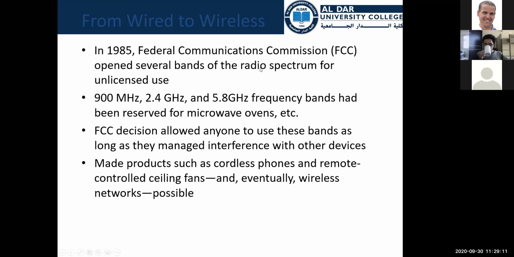For example, the first time they made that decision, they released 3 bands. The first one, 900 megahertz. The second one is 2.4 gigahertz, and the third one is 5.8 gigahertz. These 3 bands are used for free. There is no license. Nobody can ask you about a license for these bands. Companies started to adopt these frequency bands to make, for example, cordless phones, like wireless phones.